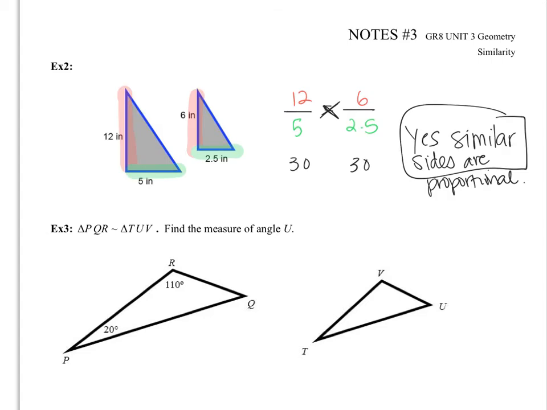So in this example, I started with side length 12, and I put that over 5. Then I put 6, which would also be the height of the triangle, so that corresponds to 12 if they're similar, over 2.5, which would be the base. And then I did the cross products. 6 times 5 is 30, 12 times 2.5 is also 30. So yes, these sides are proportional, which means that the figures are similar because the sides are proportional.